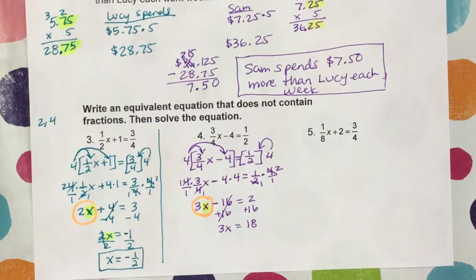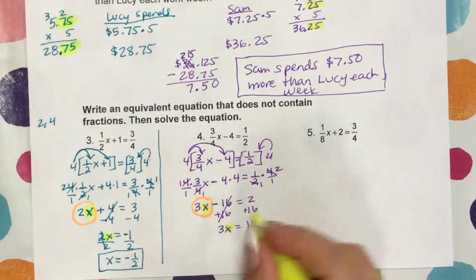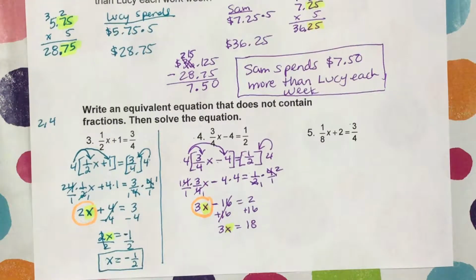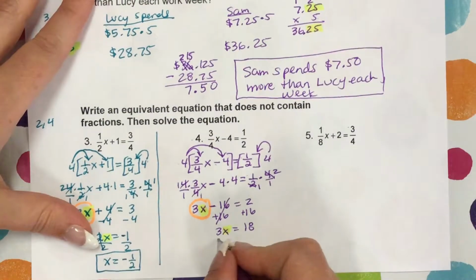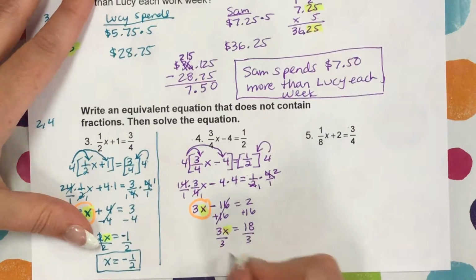I'm trying to get x by itself. It's not by itself yet. There's a 3 that's multiplied by it. So I have to do the inverse operation of multiplication, which would be dividing 3 from both sides. 3 divided by 3 is 1. 1 times x is x. And 18 divided by 3 is 6.